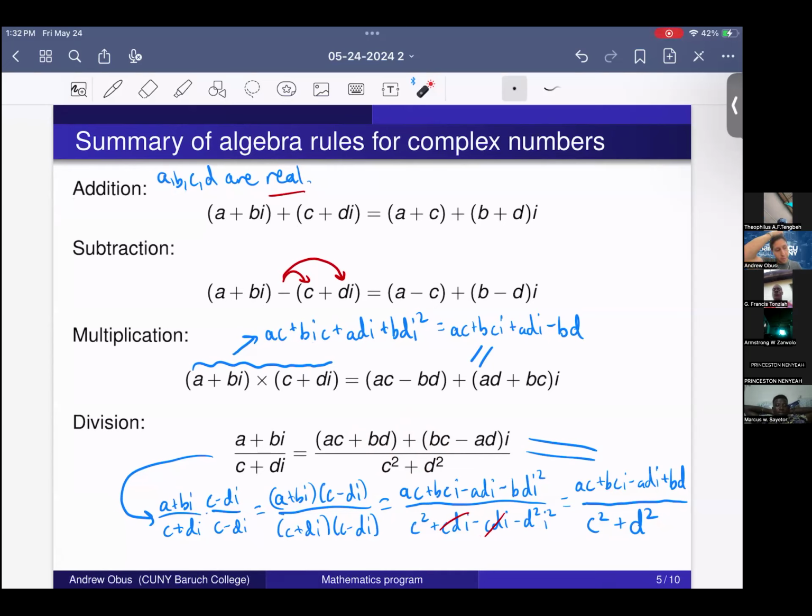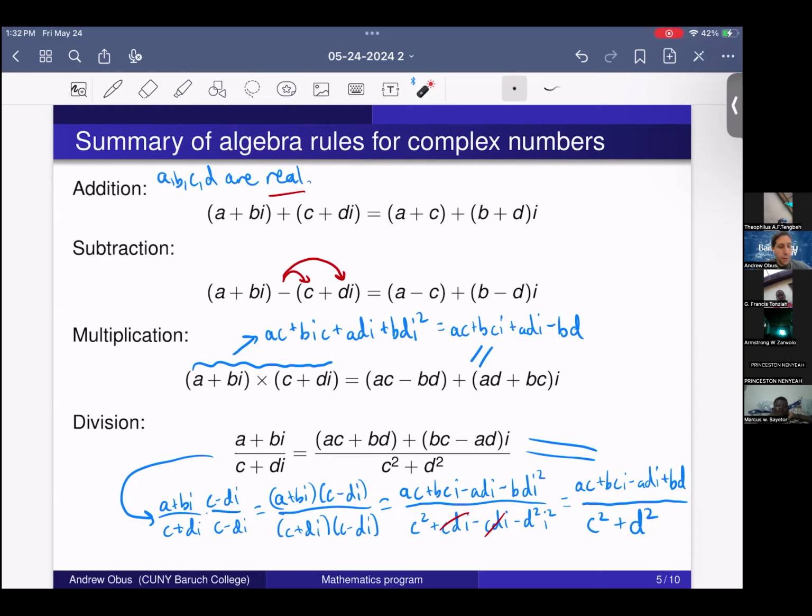division. Okay, so we have formulas for everything. And again, you can't divide by 0, right? Because 0 is 0 plus 0i. And if you try to do that, then you end up getting a denominator of 0 squared plus 0 squared here, and that's going to be 0, and you can't do that. So the complex numbers, just like the real numbers, you can always divide them, except you're not allowed to divide by 0. Okay, so no division by 0.